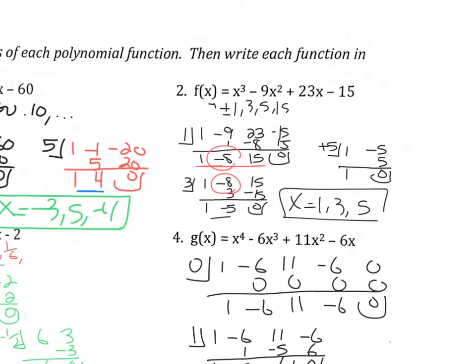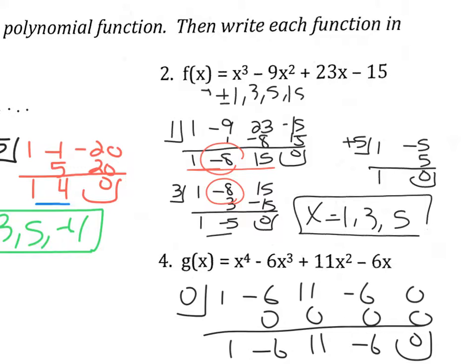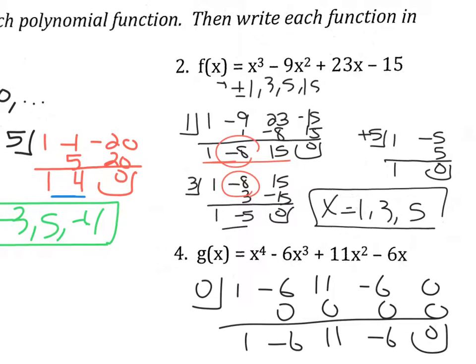Number 2, same kind of deal. Put the factors of 15 in my list right here. Graph it on my calculator. It looked like it crossed at +1, so I put 1 in the box. Sure enough, I got 0. Took those 3 numbers down here. It looked like it crossed at 3, so I tried the 3. It worked. Got those 2 numbers.